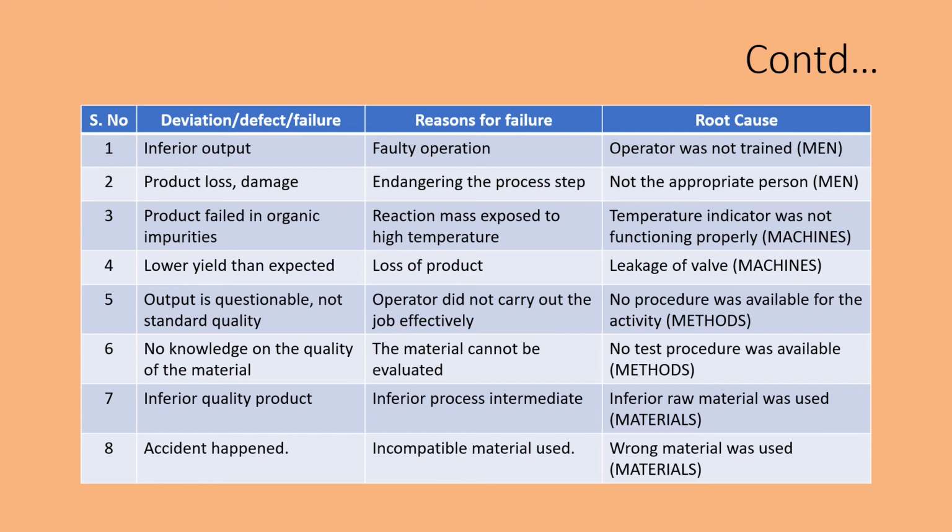The deviation was the failure was inferior output. The reason for failure was it was a faulty operation. The root cause was the operator was not trained. Product loss or damage, this is endangering the process step, was the failure because he was not the appropriate person to carry out the job.